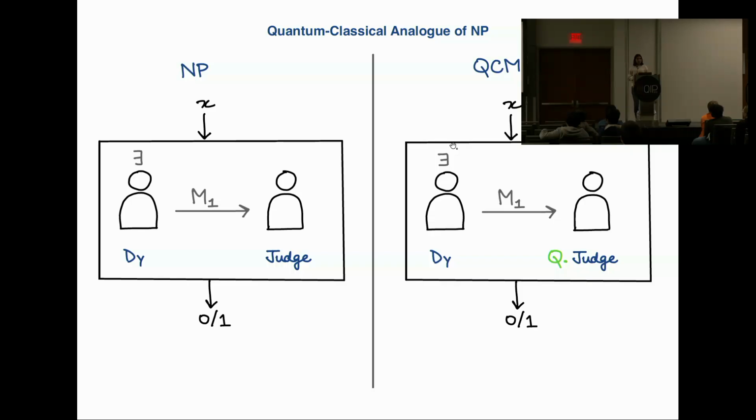So recall what was NP? NP was this class where we had an efficient classical judge and a debater who was trying to convince the judge to say yes by sending classical messages.